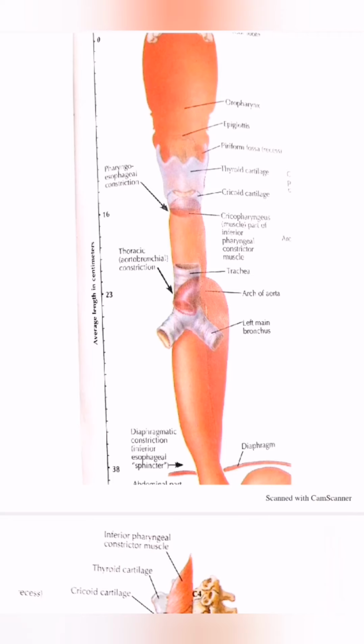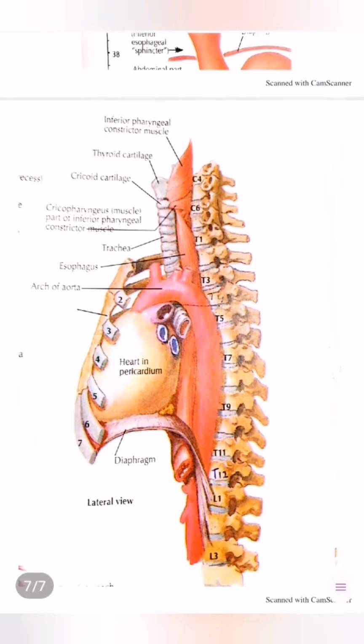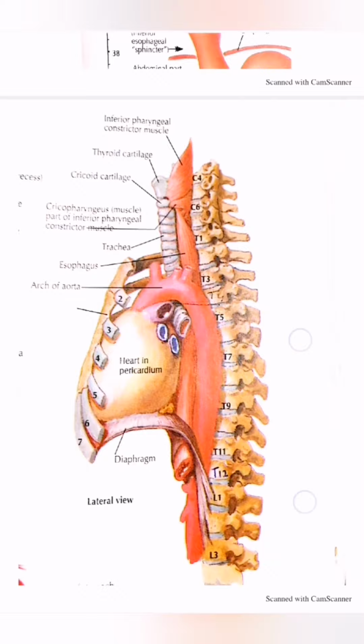So again here it is the simplest diagram of the arch of the aorta and its relation with the esophagus and the left main bronchus. In the next diagram you can see the whole relation with the vertebrae. So I have told you already, the arch of the aorta ends at the T4 level of the vertebrae, and then the thoracic aorta ends at the T12 level, and it then descends to the abdomen, and at the L4 level it then enters into the pelvis. So here it is the relation of the posterior side of the aorta.